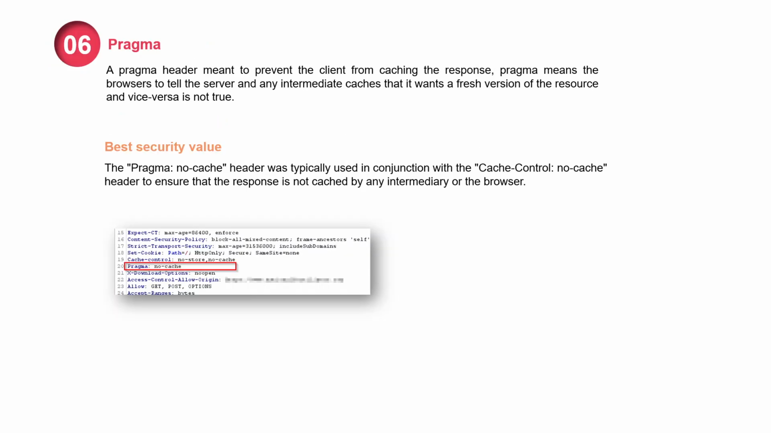Next, the Pragma header. This header just makes sure that no response is cached, and it comes with the Cache-Control header. That is the only work the Pragma header does. We used to use this Pragma header when we were on HTTP 1.0, but after 1.0 we stopped using Pragma and it got deprecated, so it's no longer used in websites or web browsers.